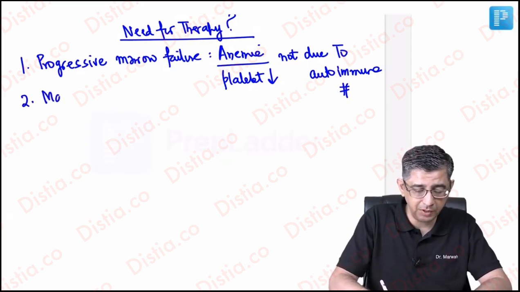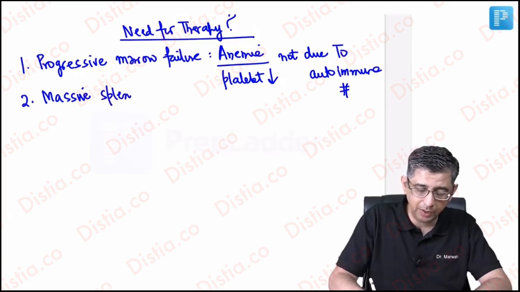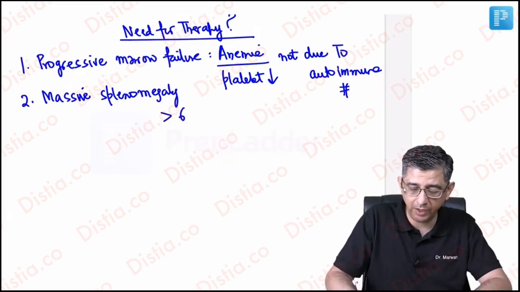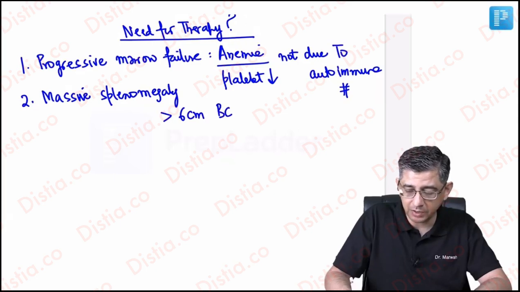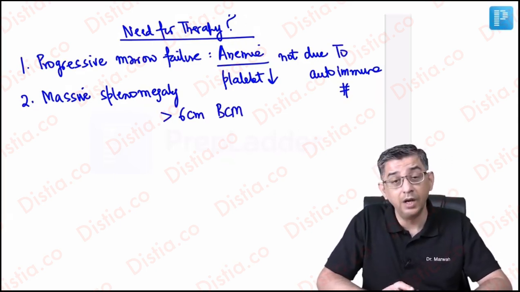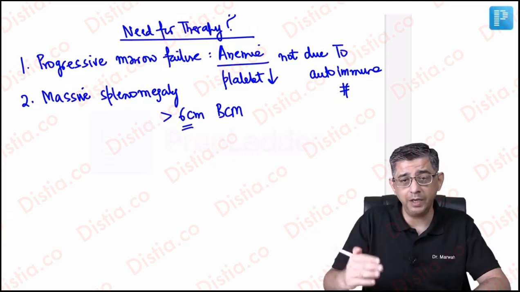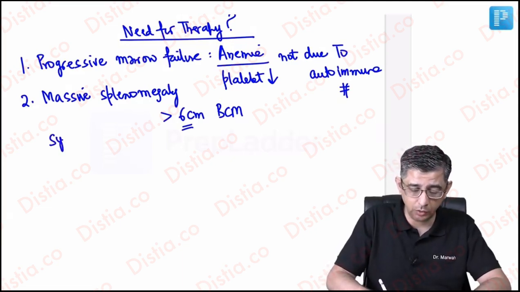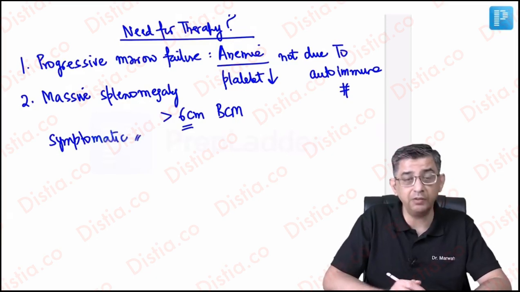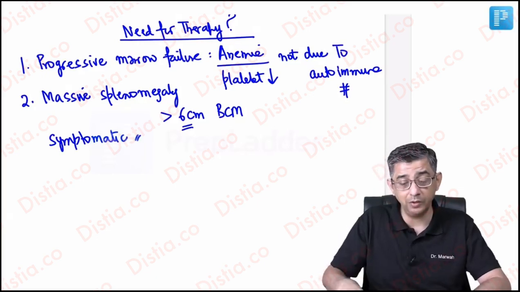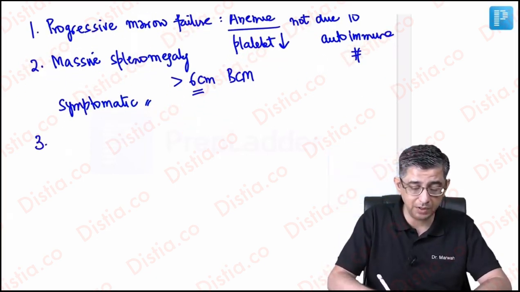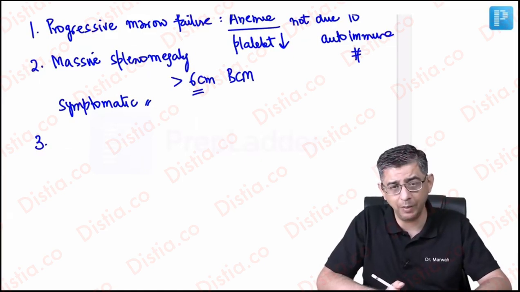The second important feature is that the person is having a massive splenomegaly. Now we read this term multiple times, but what is the cutoff value of massive splenomegaly? You need to remember a value here: at least the spleen is palpable 6 centimeter below the costal margin. I did not say spleen 6 centimeter, I said spleen palpable 6 centimeter below the costal margin. He says also if it is symptomatic splenomegaly. I've already explained to you that if a person is having an enlarged spleen of this size, then this would be compressing the stomach also, so he would be having early satiety.